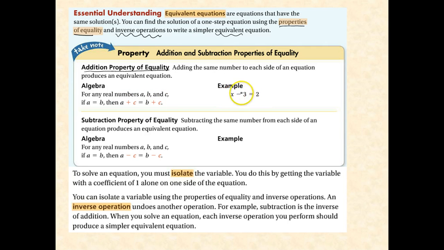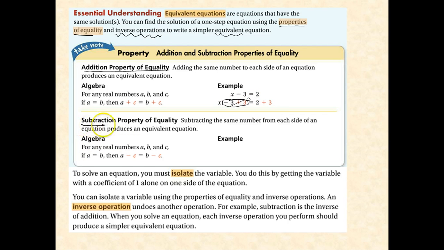We've got x minus 3 equals 2. We could add 3 to both sides, and we would get an equation that's still true. And that would actually solve for x for us, wouldn't it? Because negative 3 plus 3 is 0, and we would get x equals 5.